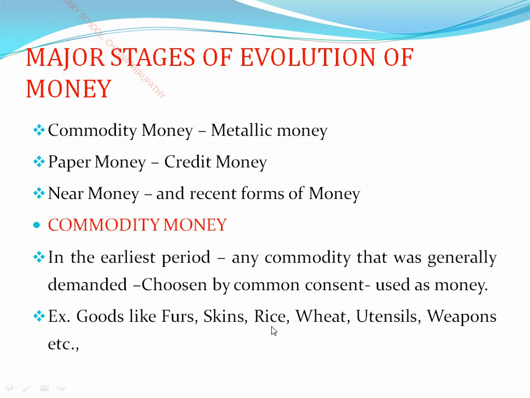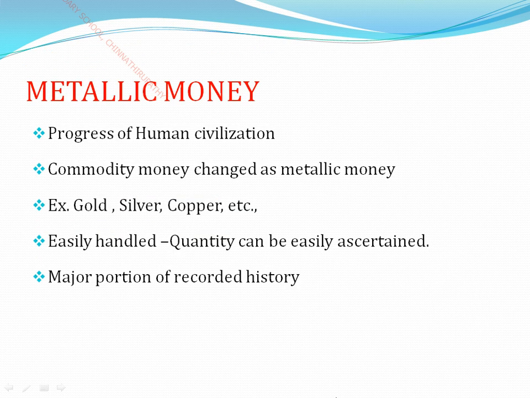So these were all used by our early men as goods of exchange instead of money. In the period where the commodity was used as a medium of exchange. So this is called commodity money, which was practiced in the early period. Okay, children, let's move to metallic money.